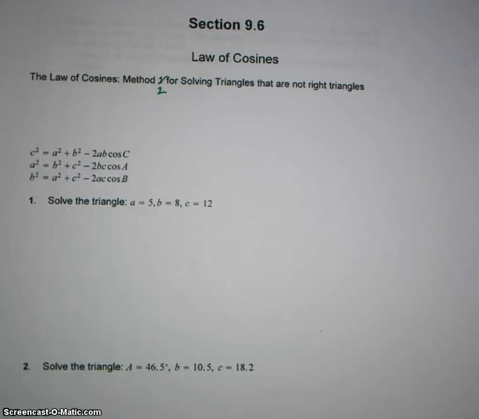of sines. If you go back to section 9.5, you'll see that I proved the law of sines for you. So I'm not going to prove it. I'm just going to tell you what it is, and you're going to use it.